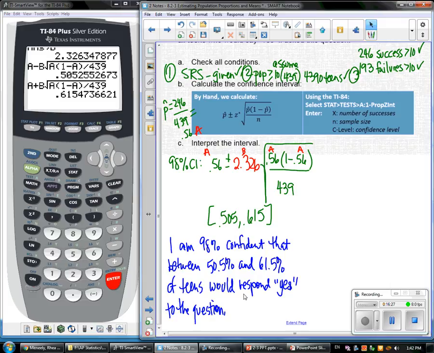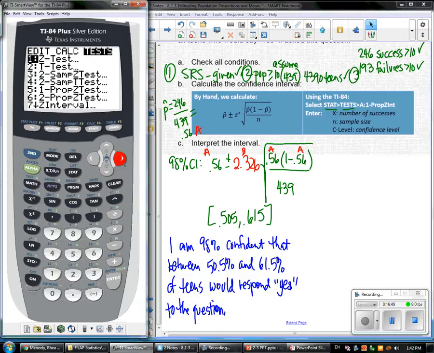Now, the moment you guys have all been waiting for is how can I save time and just use the calculator to compute my interval? It's very, very simple. So let's take a look at the instructions on your paper. It says to find the one prop z interval command, and to do that, you're going to go to your stat button and then scoot over to where it says tests. So hit stat and then scoot over to tests. And notice that you have a bunch of tests in the beginning of your screen, and then if you scroll down, you'll start to see commands for intervals. So we're going to find the one prop z interval.